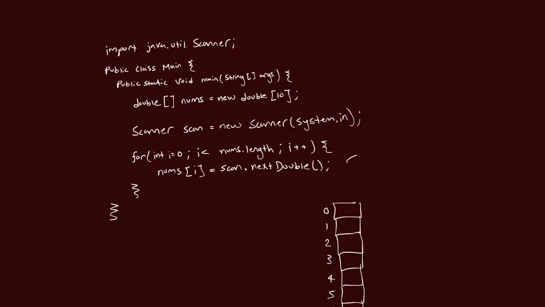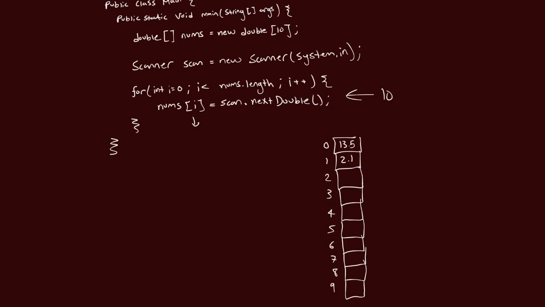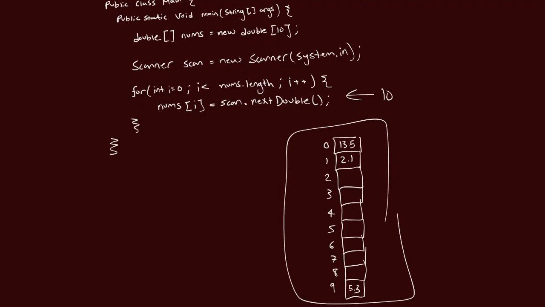And then obviously this is going to execute 10 times. So when i is 0, we're asked to put in a value, so we'll put 13.5. Then i is 1, so let's put 2.1, and we do this so on and so forth until i is equal to 9, and let's say we put 5.3. Then when i is 10, 10 is not less than nums.length, which is also 10. So 10 is equal to 10, not less than 10. So this will stop executing, and then we're going to have a full array.